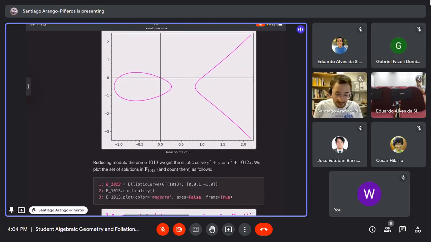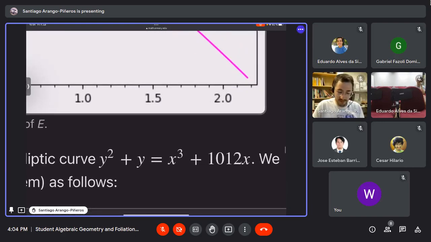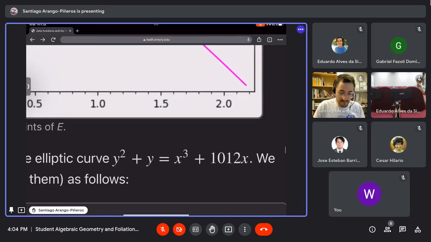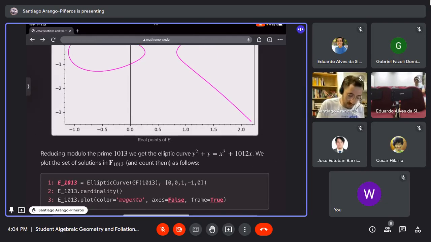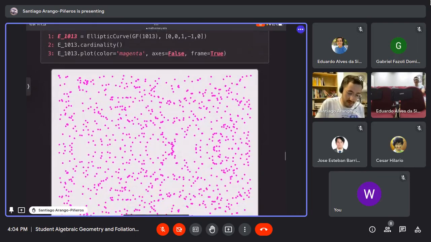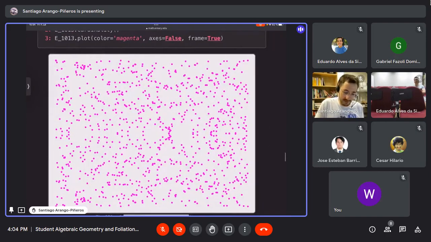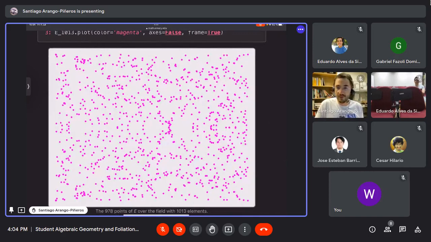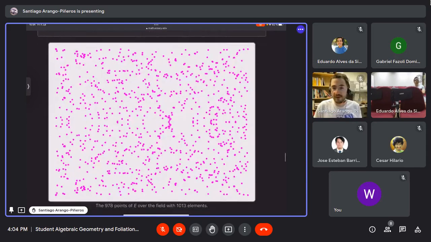So if you take our curve and reduce it mod 1013, you get the curve y squared plus y equals x cubed plus minus 1, which in this field is 1012. So we get this curve. And we can look at the number of solutions. We can even graph the solutions. So you can do this in Sage. And you get this picture, which at first seems kind of random, but then you notice that there's a symmetry. So yeah, this is a plot of points over F_1013.